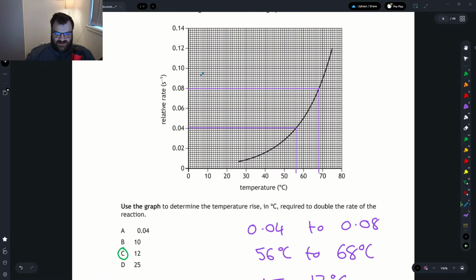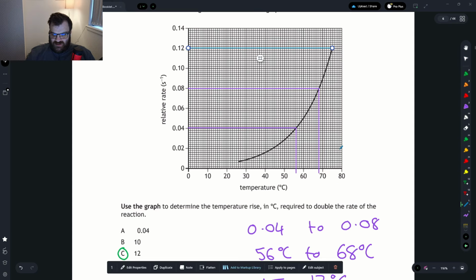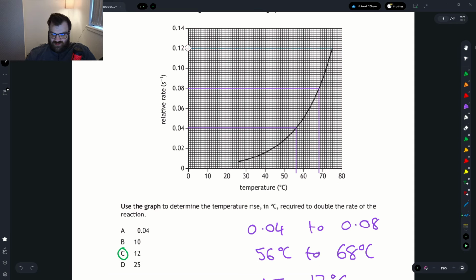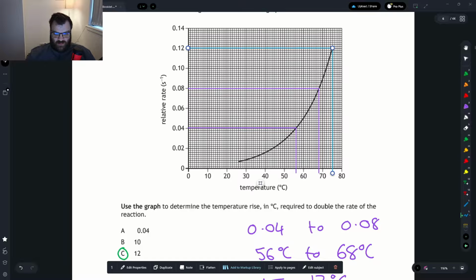We should be able to pick other values and it would still come out as being the same. So just to check, I'm not going to go through all the combinations, but if we go for the end one, which would be 0.12, so that would be then 0.16.